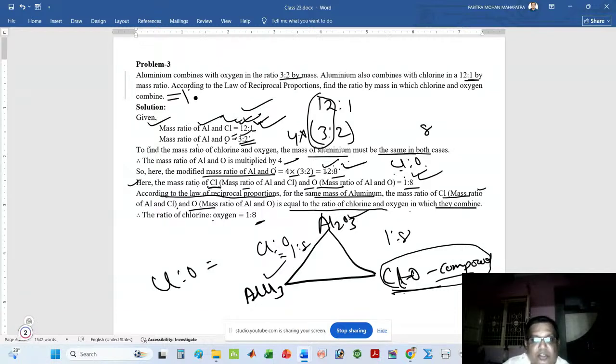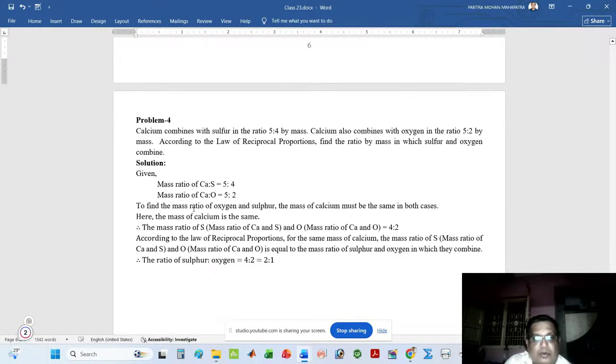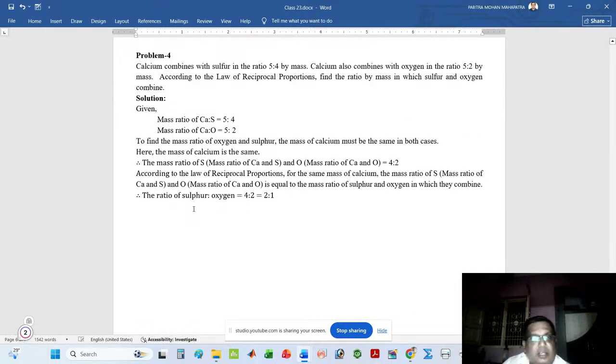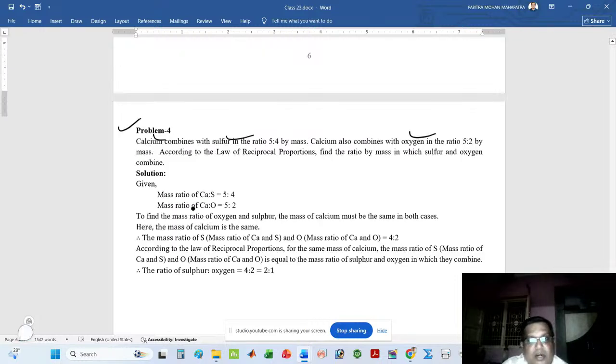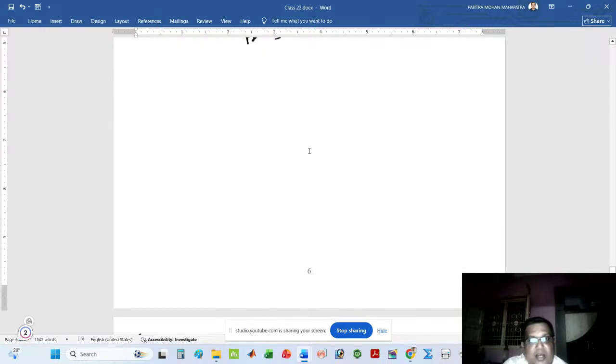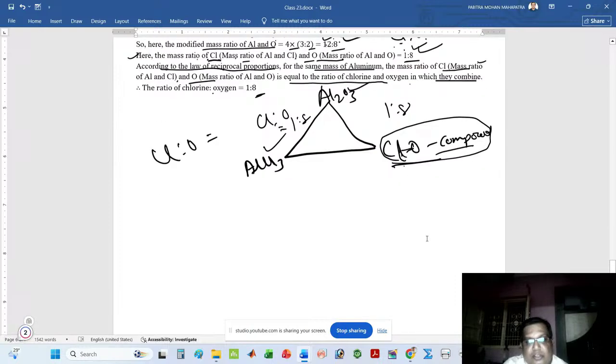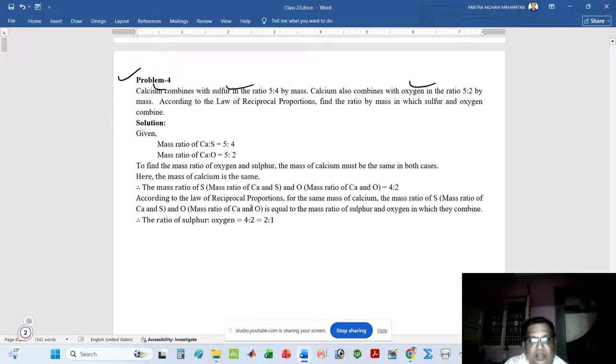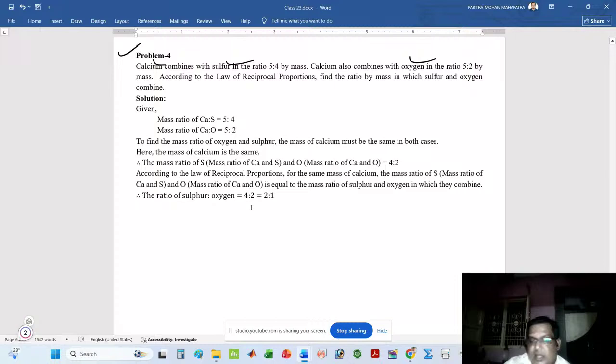Now move to problem number 4. Problem number 4 is just the same as problem number 3. Here calcium, sulfur and oxygen are given, but in problem number 3, what are the elements given? Aluminium, another is chlorine, another is oxygen. Now draw the triangle. If you want to draw the triangle, this is the triangle.